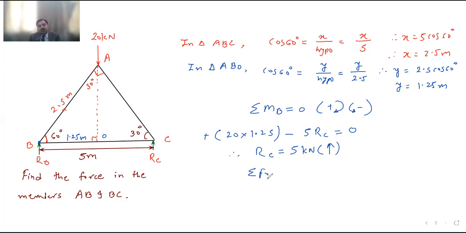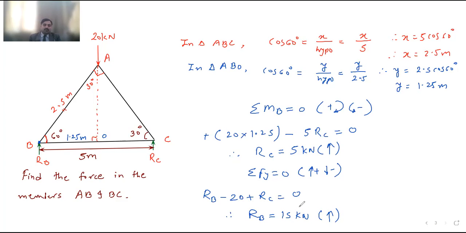Now apply summation Fy equal to 0. Upward forces plus, downward forces minus. If you apply summation Fy equal to 0, then RB minus 20 plus RC is equal to 0. Therefore RB is equal to, what is the answer? Okay, 15 kilonewton. This is also upward RB. So we have got the answer. Now we need to find out the forces in members AB and BC.